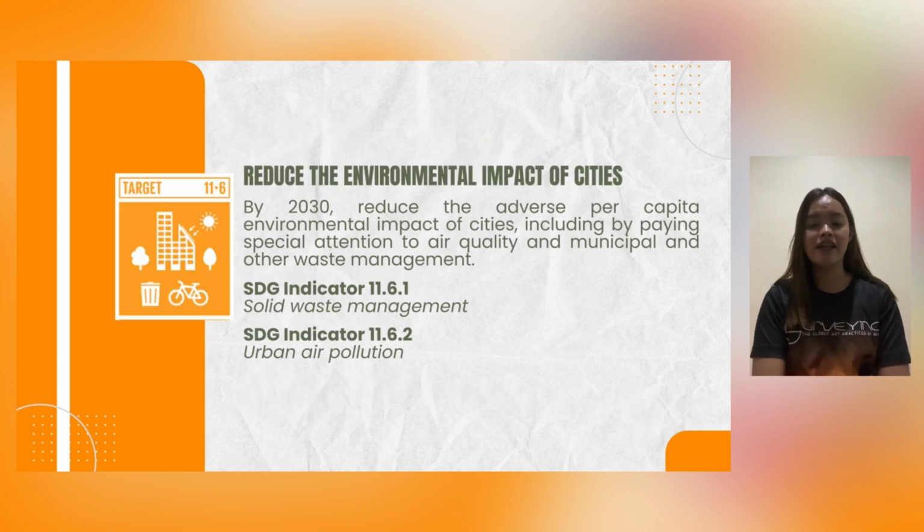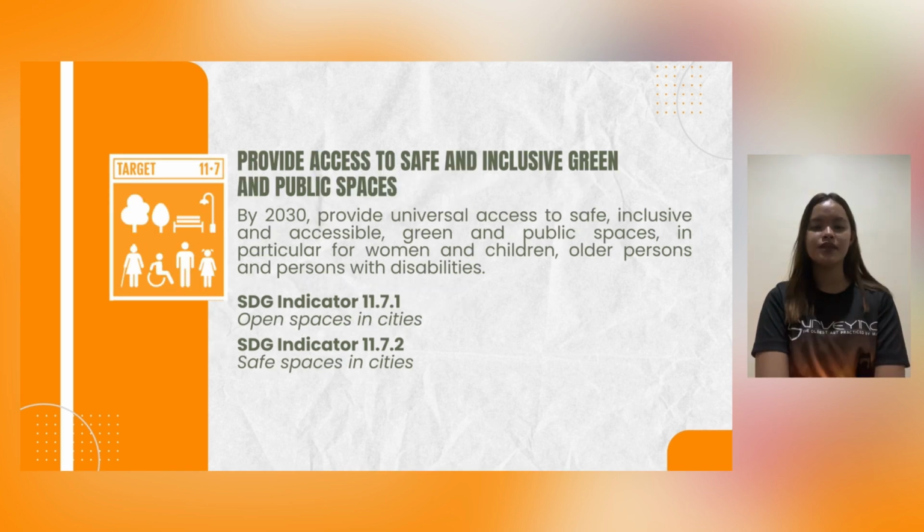Next is Target 11.6, which focuses on minimizing the environmental impact of cities. This includes efficient waste management and air quality improvements. Indicators track the amount of urban solid waste generated per capita and the proportion of urban population exposed to air pollution. Target 11.7 aims to provide universal access to safe, inclusive green and public spaces.